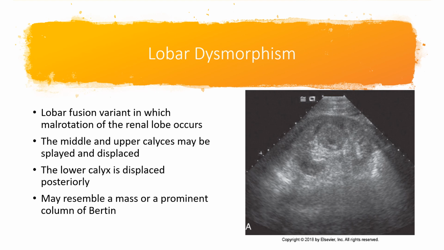Lobar dysmorphism, this is one that may trip you up if you see it because it does resemble a mass or a prominent column of Bertin, and you're not entirely sure sometimes what you're looking at. It happens because there's a variant in the fusion of the embryologic development, so the renal lobes, as they come together, will malrotate, and where it malrotates, the calyces on either side of it can be splayed and displaced, and the lower calyx becomes displaced sort of posterior.